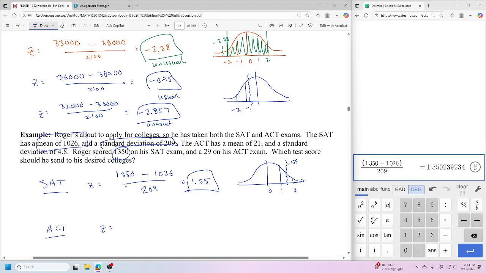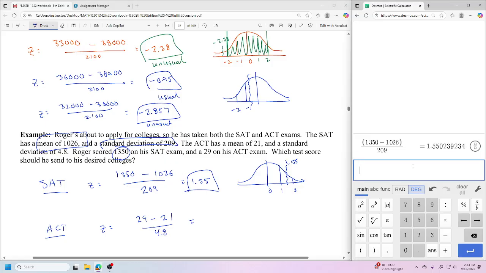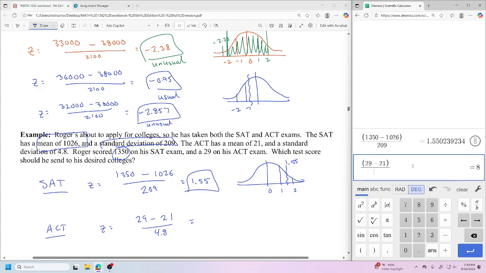We got Z equals. What should I do for the ACT? What's my first number? 29 minus, and divided by 4.8. It's kind of hiding there. 29 minus 21 divided by 4.8. And here I got 1.67 essentially. And so it'd be a little bit further.